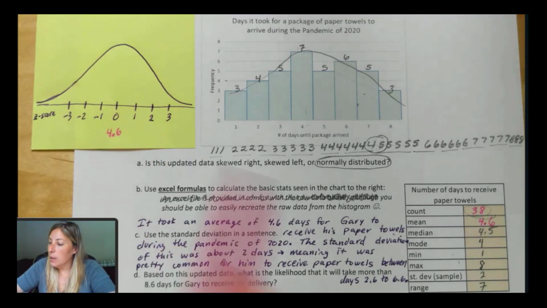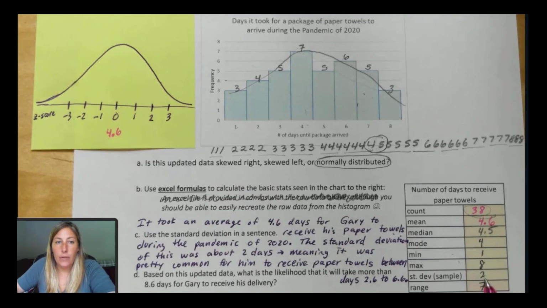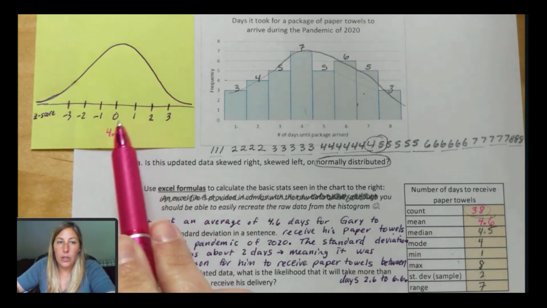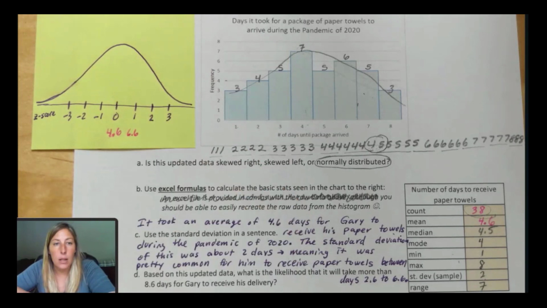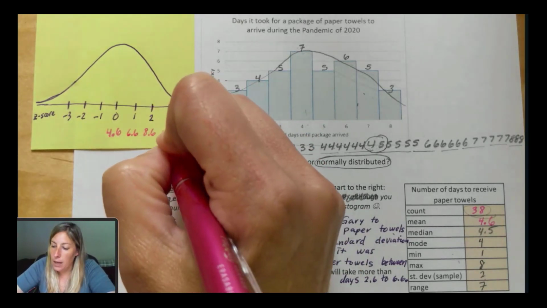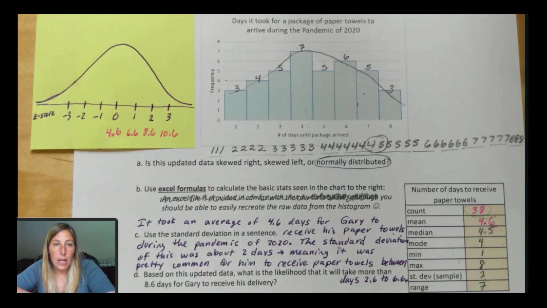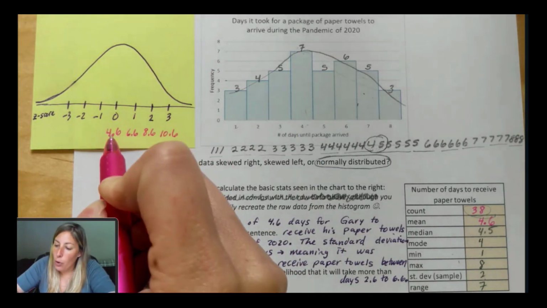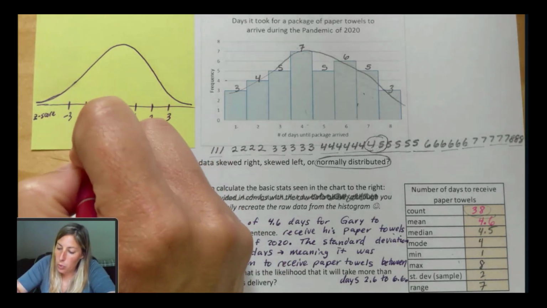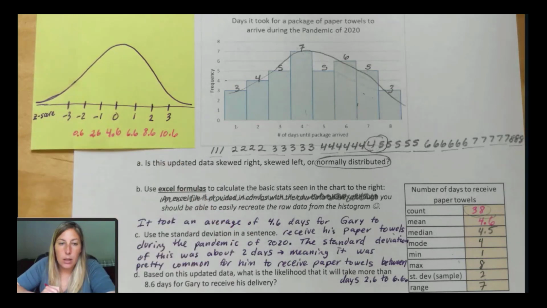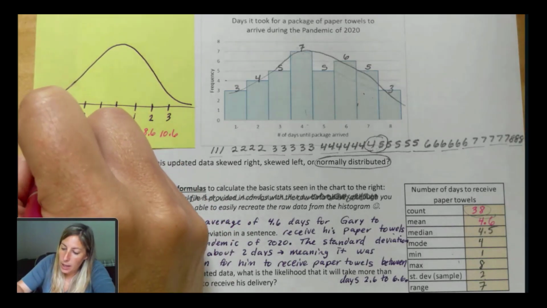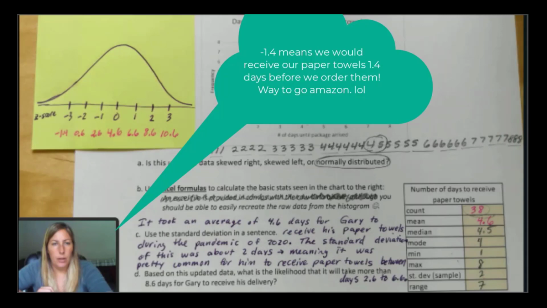So 4.6 plus my standard deviation of 2 means I'm going to be 1 standard deviation above the mean when I have 4.6 plus 2, which is 6.6. If I add 2 more onto that, I'm going to be at 8.6. And if I add 2 more onto that, I'm going to be at 10.6. Now I can go in the opposite direction too. 4.6 minus 2 is going to give me 2.6. 2.6 minus 2 is going to give me 0.6, and that minus 2 is going to give me -1.4, which doesn't mean much to us.